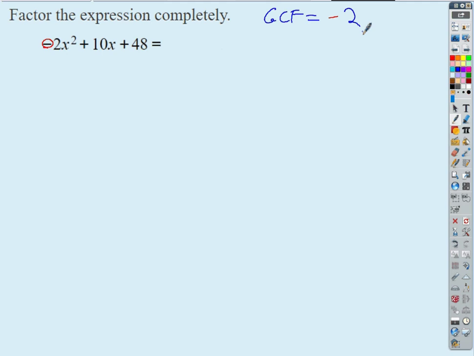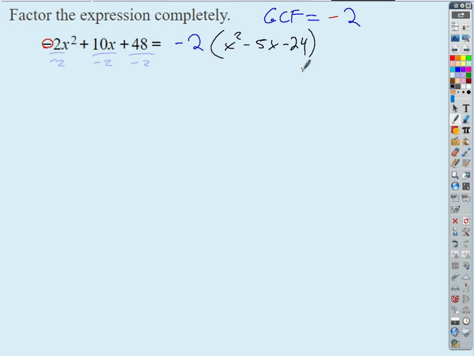But that's not what they're asking for. They want us to factor this. So we've got to write this as the product of the greatest common factor, which is negative 2, times whatever's left over, right? So if I divide each of these by negative 2, what's left behind? X squared. So I'm going to get an x squared minus 5x minus 24. Okay, so now that's good. We got a greatest common factor out of there.